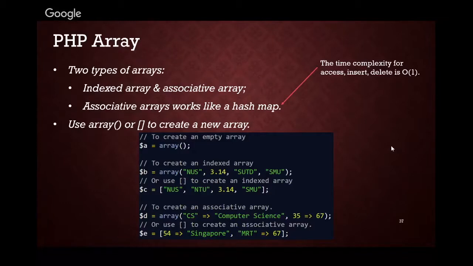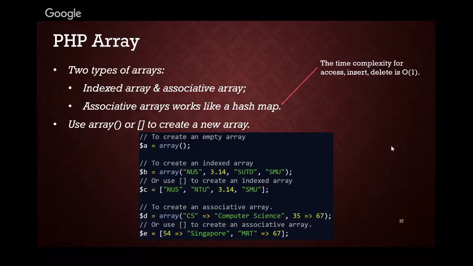So let's say in Java, if you want to instantiate a hash map and then insert 2 values, you need at least 3 lines. The first one is that map equal to new hash map, and the second one will be map.put computer science, then map.put 35, 67. But in PHP, you can just put it into 1 line because they have native support for this kind of associative array. If you even do not want to write down the word array itself, you can just use the square bracket here.